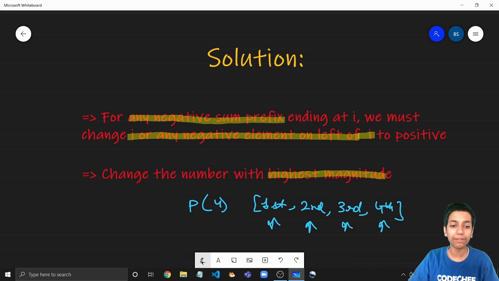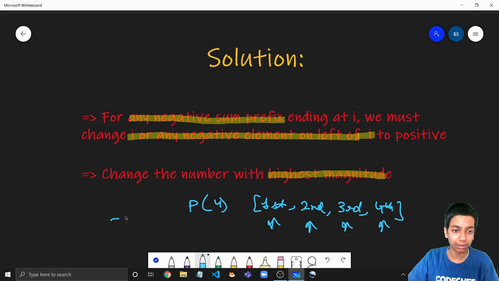So let's say I have a choice between two elements, minus 5 and minus 10. Which element should I convert to positive? Well, I should take negative 10, because then it would become positive 10, and that is giving us a larger value than plus 5. Fine.